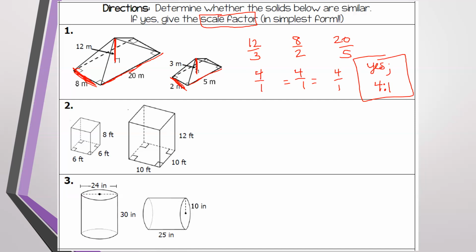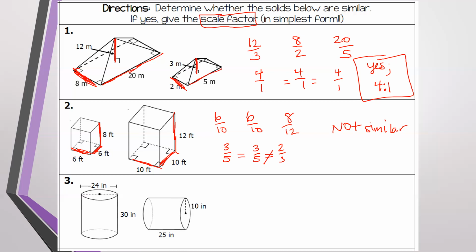Looking at number 2, I want to know, are these figures similar? Okay, so 6 feet here corresponds to 10. This 6 feet corresponds to this 10. Clearly, those are equal. And then 8 corresponds to 12. Well, if I were to reduce the fraction, 6 over 10 really reduces to 3/5. And 8 over 12 reduces to 2/3. All right, these guys are equal, but these ones are not. So because 3/5 does not equal 2/3, we will say that these are not similar. Because they're not similar, there isn't going to be a scale factor.